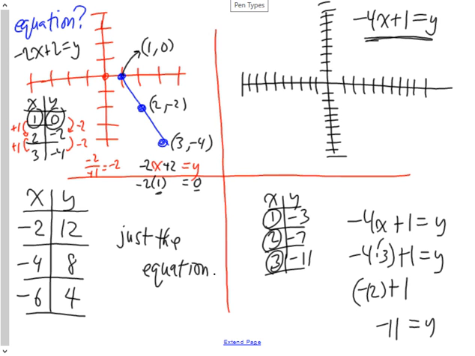And we're going to plot our 3 points. The first one is 1 on the x and negative 3 on the y right there. We're going to put 2 on the x and negative 7 on the y, and 3 and negative 11. Then we're going to connect those 3 points, and we're going to say that this line is negative 4x plus 1 equals y.